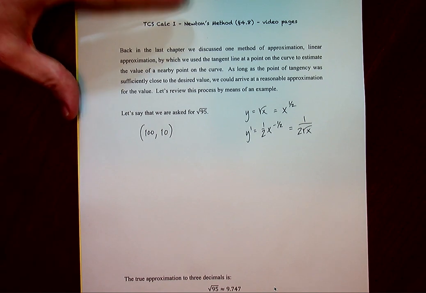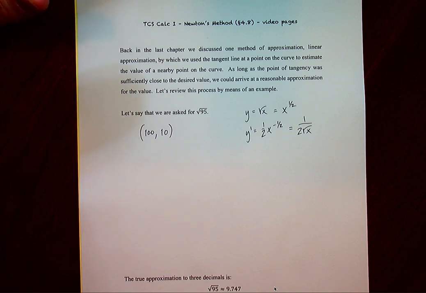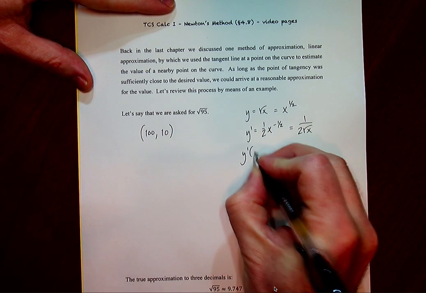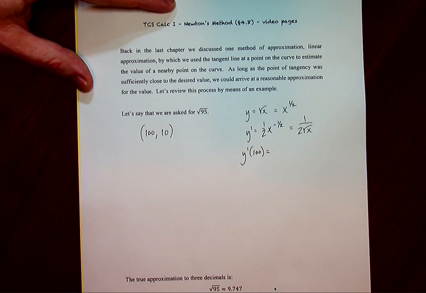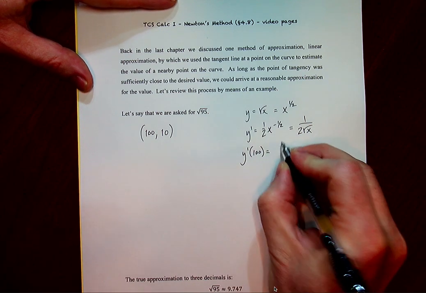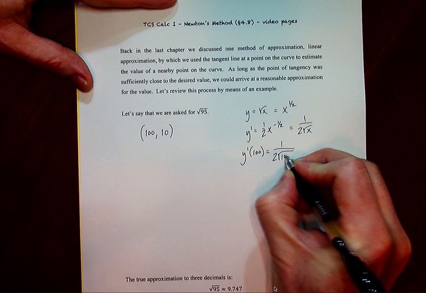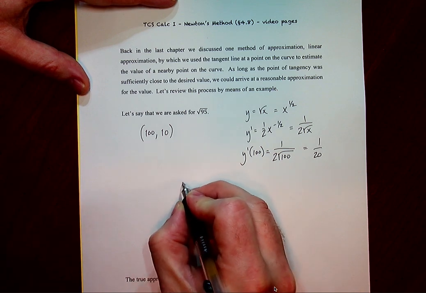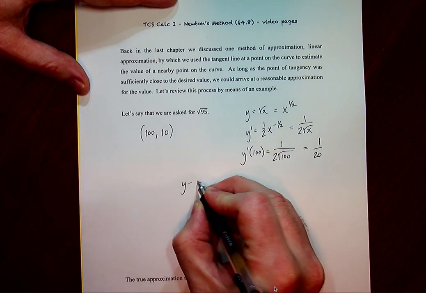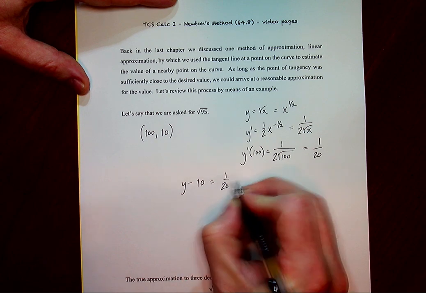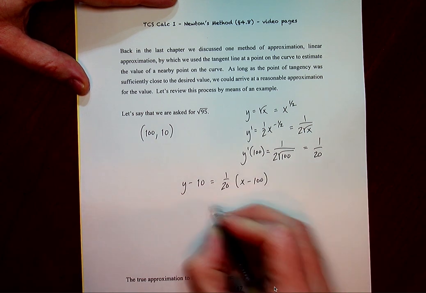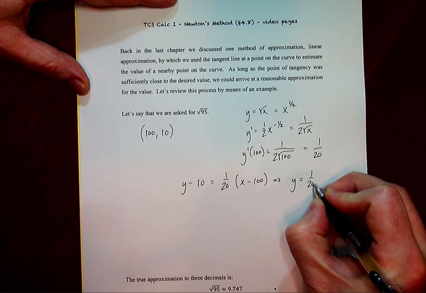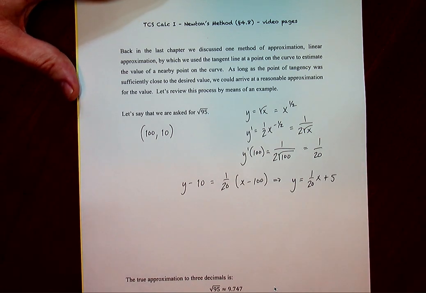In order to find the equation of a tangent line, I need two things: a point and a slope. Well, I have the point. Let's find the slope at that particular value. I just need to evaluate y prime at 100, and that gives me 1 over 2 times the square root of 100, or 1/20. That means I have a tangent line equation y minus y1 equals m times x minus x1. If I turn it into slope-intercept form and simplify, I get y equals 1/20 x plus 5.